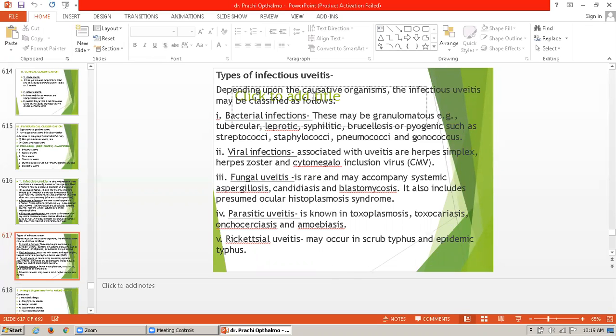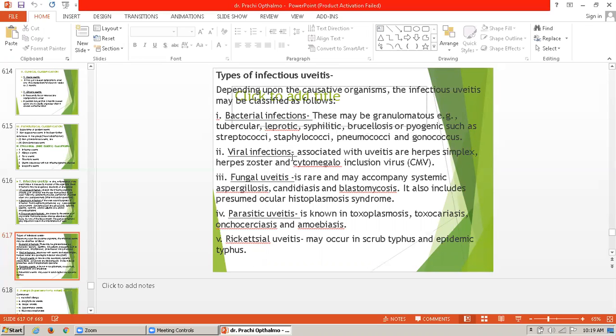Then types of infectious uveitis. Depending upon the causative organism, infectious uveitis may be classified as follows. First is bacterial infection. This may be granulomatous, for example, tubercular, leprotic, syphilitic, brucellosis, or pyogenic such as streptococci, staphylococci, pneumococci, and gonorrhea.